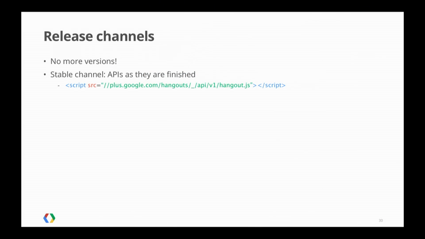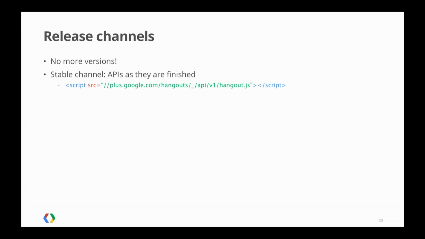So instead of batching up APIs and releasing them in a particular version, we're just going to have one channel, and it'll go ahead and update automatically with all the new stuff we come out with. So this is going to be the stable channel.